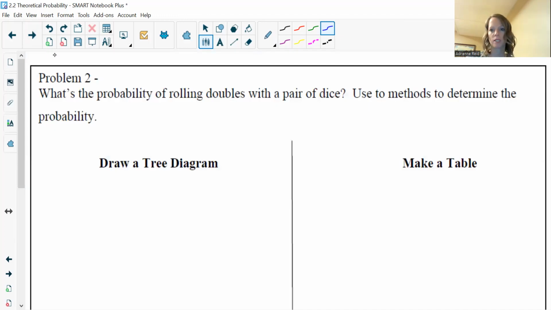Okay, so now we're going to switch to dice. I'm just going to show you two different ways of keeping track of what your options are when you're rolling a pair of dice. This one is asking you what's the probability of rolling doubles. So 2 1s, 2 2s, 2 3s, 2 4s, 2 5s, 2 6s. We probably don't really need to analyze this to figure it out, but I'm going to show you how to do a tree diagram or a table, because eventually the questions will get a little more complex, and you definitely want to be able to organize all of your possible outcomes nicely.